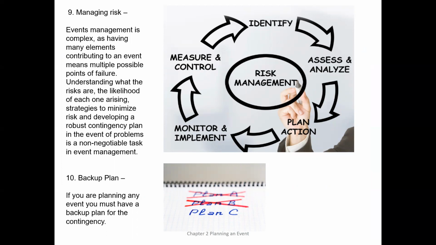Managing risk. Event management is complex, as it has many elements that contribute to the event. Possible points of failure must be locked in. Understand what your risks are, the likelihood of any risk arising, and the strategies to minimize the risk, and develop a robust contingency plan. Make it a success by always having a backup plan. You must always have a plan B and a plan C in case plan A fails, to make your event a success.